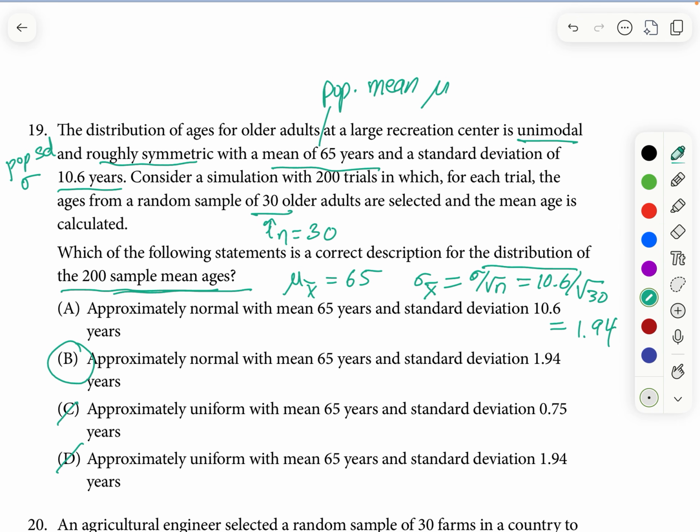Notice that the 200 trials is not relevant. It's just saying that they take 200 samples. So it's some large number of samples to get the sampling distribution. But if you change the 200 to 400 or 500, you would have the same answer.